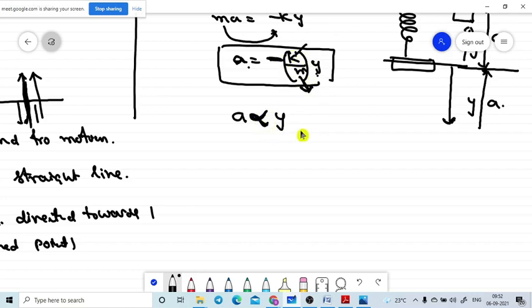That means if y is increased, acceleration will also increase. If y is decreased, acceleration will also decrease. That means more displacement will produce more acceleration, and less displacement will produce less acceleration. What does that mean? The acceleration is directly proportional to the displacement of the body from the fixed point.